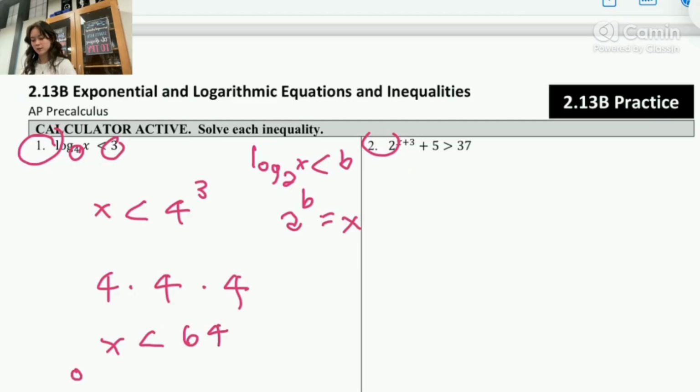So 0 is less than x is less than 64, or you can write it in parentheses like this, (0, 64).